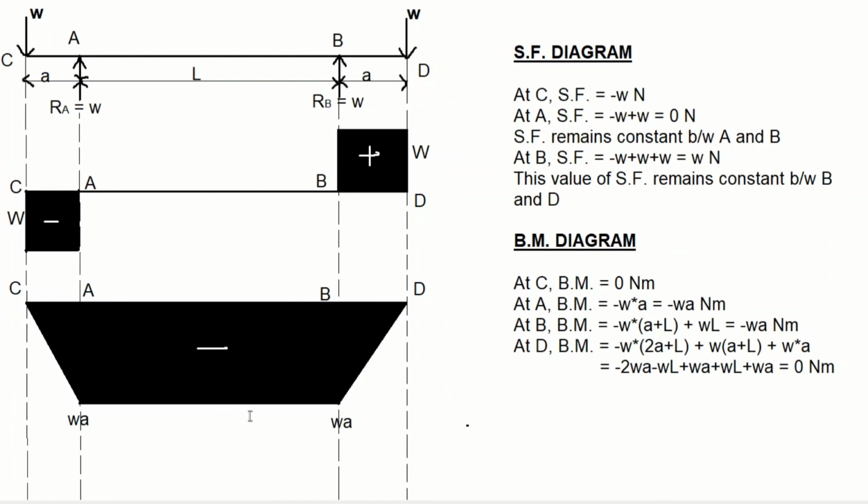So this is the bending moment diagram, and this is the shear force diagram for this beam. From these two diagrams, it is quite clear that there is no shear force between the points A and B, but the bending moment between these 2 points is constant and its value is equal to minus WA Newton meter. So this means that the beam is subjected to a constant bending moment only between these 2 points. And this condition between A and B is known as pure bending or simple bending.